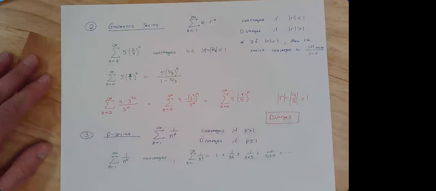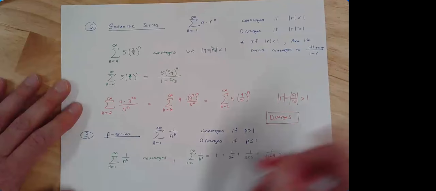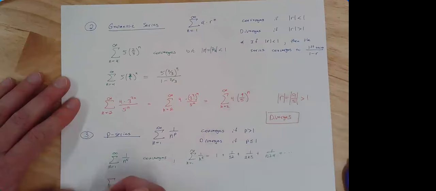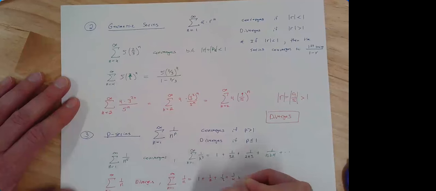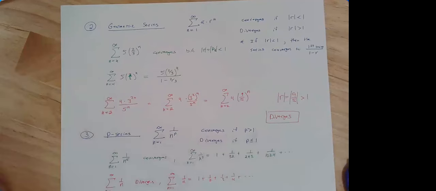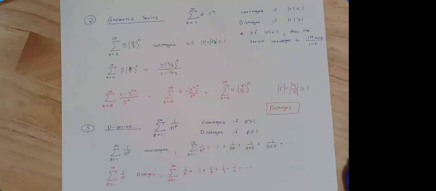On the other hand, the classic example, the sum from n equals 1 to infinity of 1 over n diverges. The terms are not getting small fast enough. Even though the terms are going to 0 eventually, 1 plus 1/2 plus 1/3 plus 1/4, those terms are just too big. They add up to infinity. I know it seems like they might not, but they do. So it converges if p is bigger than 1, and diverges if p is less than or equal to 1.